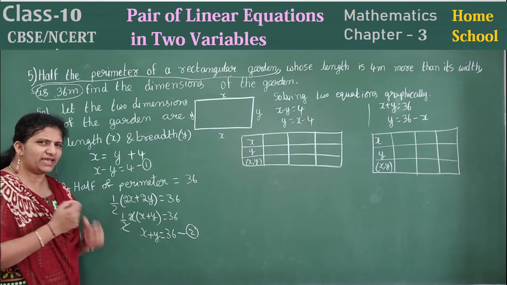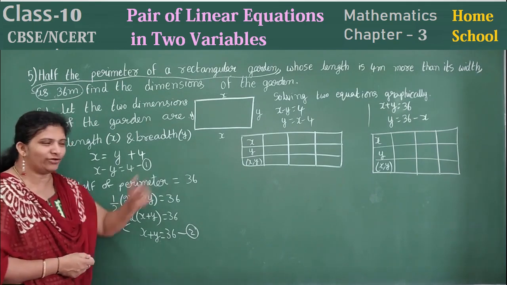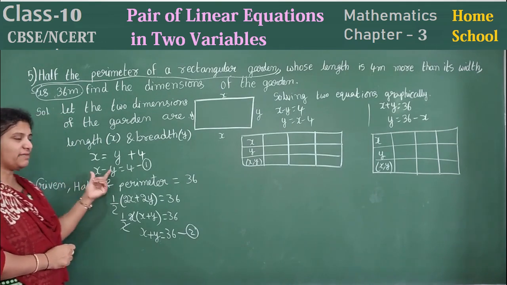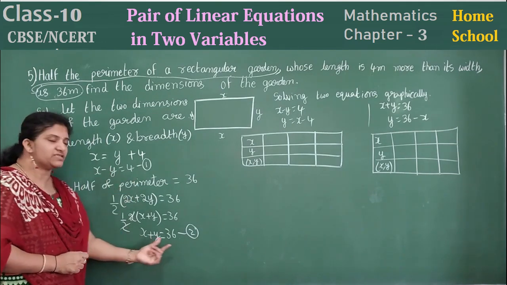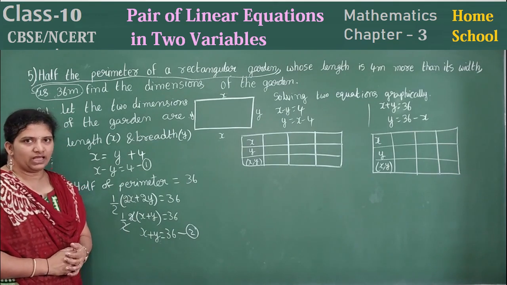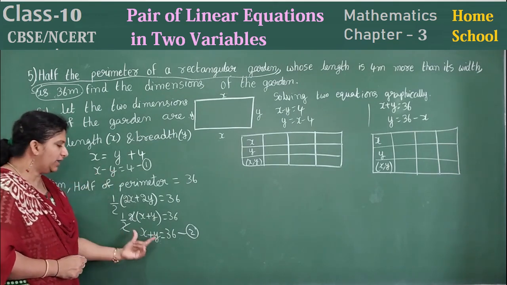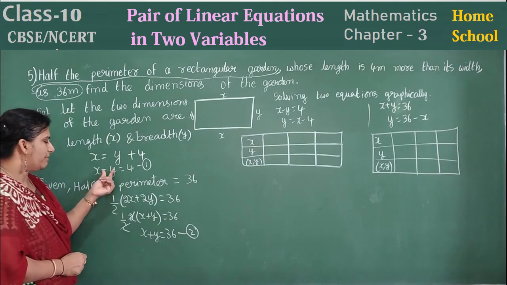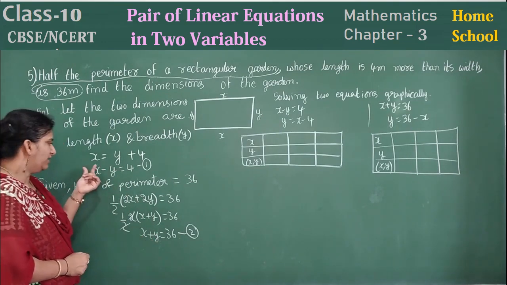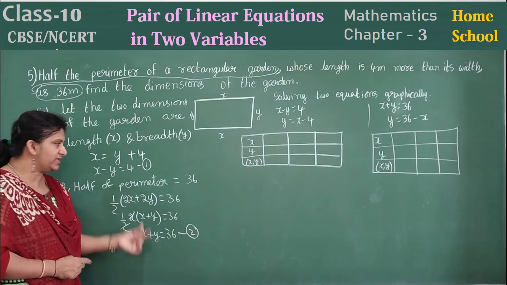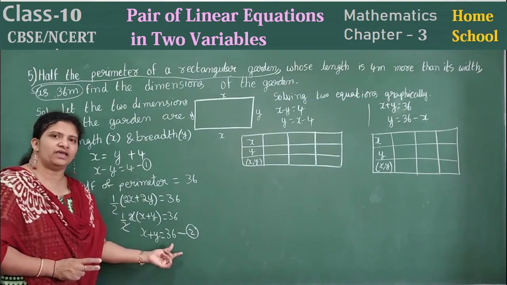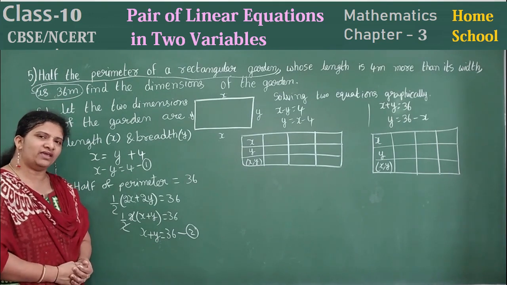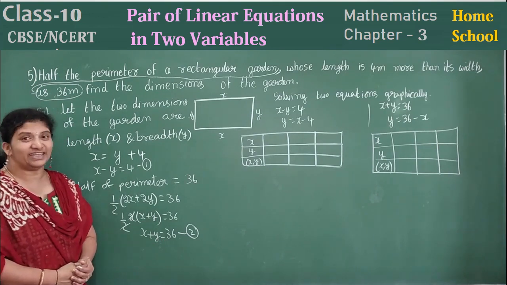So, shall we guess the intersecting point before doing the graph? How can you guess? Look here. X minus y equal to 4, x plus y equal to 36. Let me add the 2 equations. Minus y plus y will be cancelled. X plus x will be 2x. 4 plus 36 will be 40. 2x is equal to 40. X will be, yes, 20.